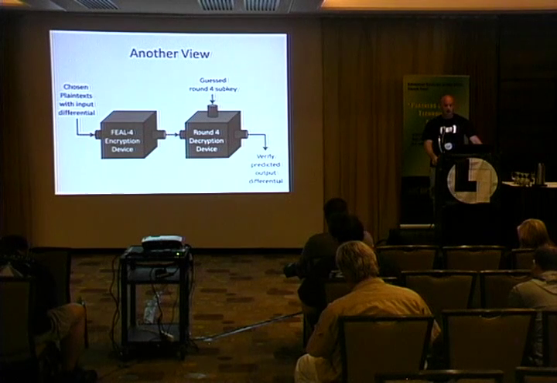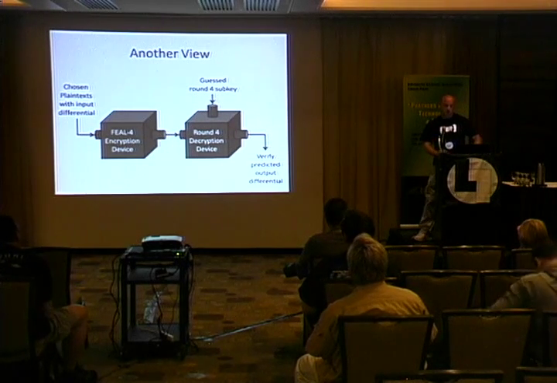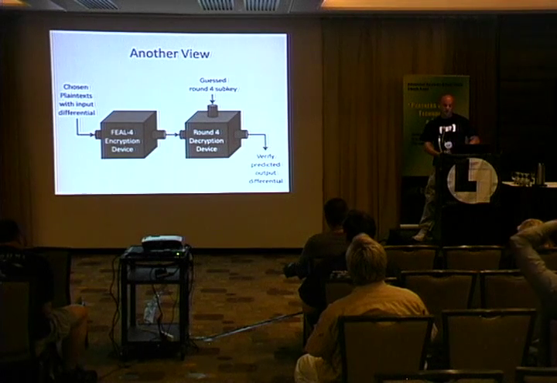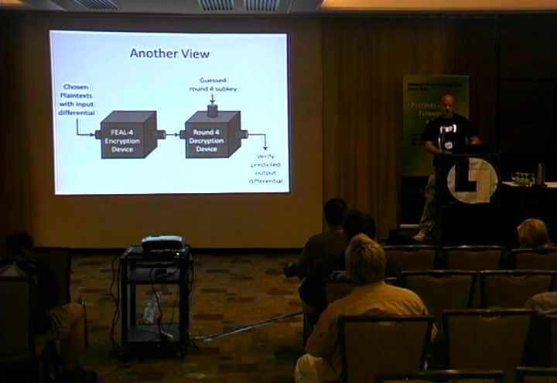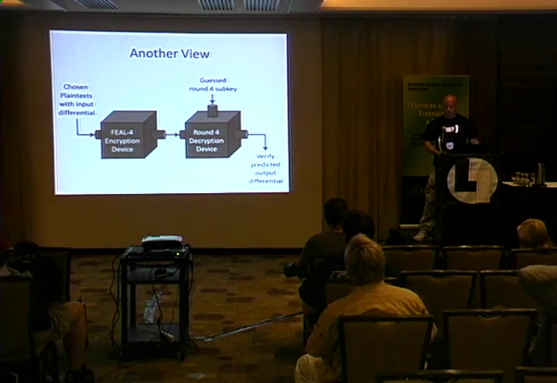Or another way to look at it with pretty 3D boxes, to make everything easier. Like I said, we choose plaintext with that differential, we throw them into this box that we stole, and then we send it into our round 4 decryption device, we guess a subkey, and then we verify that the output differential we get matches what we predicted.